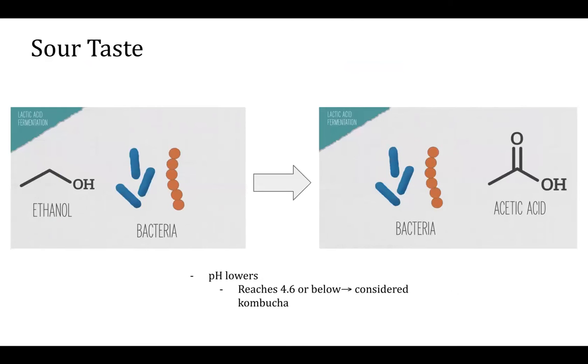Kombucha is also known for its sour taste. And this sour taste is produced when that ethanol interacts with bacteria from the SCOBY. And this interaction produces acetic acid. And this acetic acid lowers pH. And once your liquid reaches a pH of 4.6 or below, it's now considered kombucha. So that's why kombucha has a sour taste.